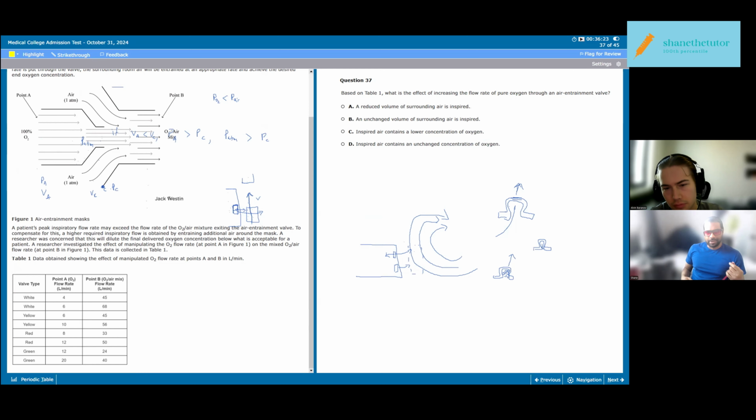Okay. Based on table one, what is the effect of increasing flow rate of pure oxygen through an air entrainment valve? Okay. I would eliminate B and I would eliminate D. Which ones? B and D. Why? Because there's some sort of change.